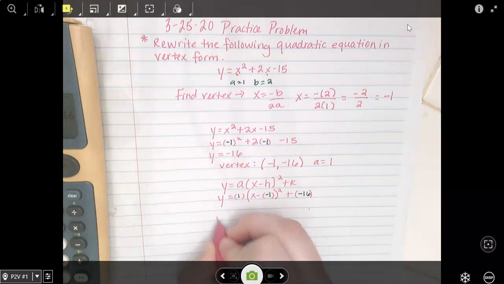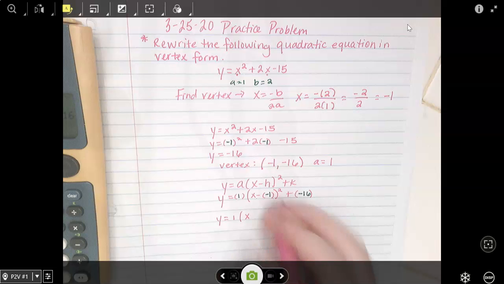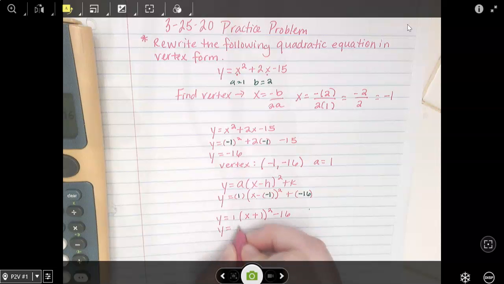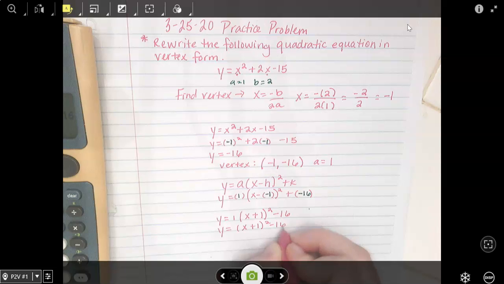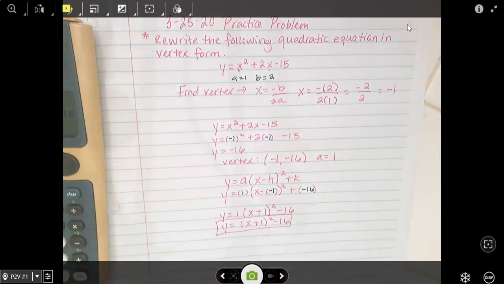So now this is going to be y equals, not negative, just 1 times x. Minus a negative is really going to be a positive. Plus 1 squared, and plus a negative would be minus 16. And then you really don't need this one. And that should be your answer in vertex form.